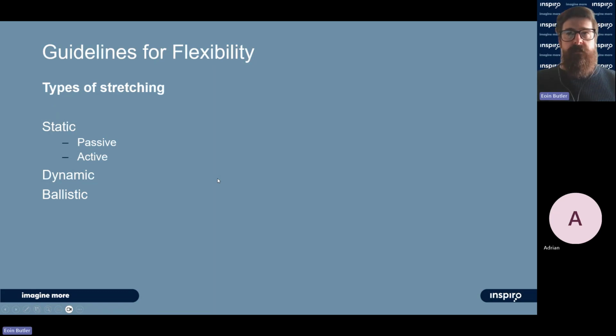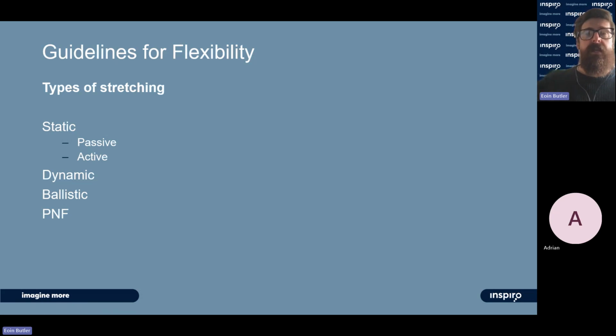Ballistic stretches. So this is where you would bounce in the stretch. Now, for our clients, we would avoid ballistic stretching because it's quite advanced, but you might see sports athletes and professionals who would do ballistic type of stretching, preparing for whatever activity or sport they're doing. And the final one then is PNF stretching.